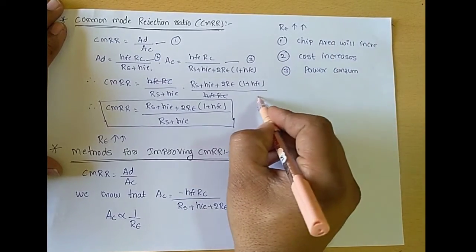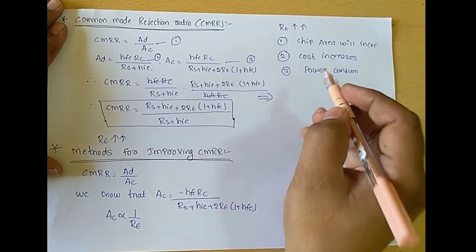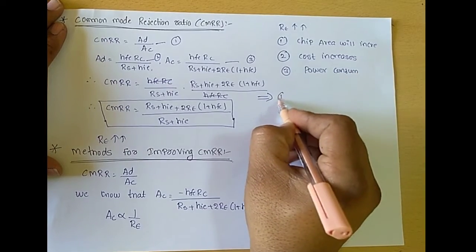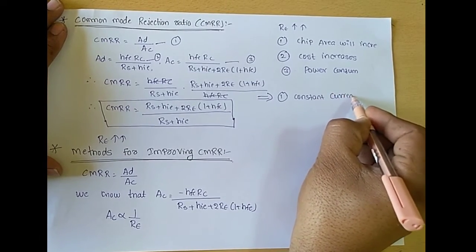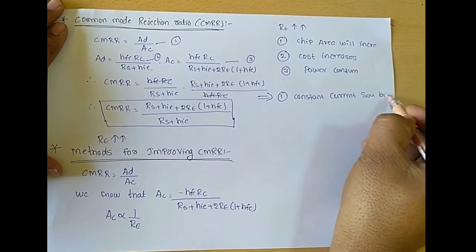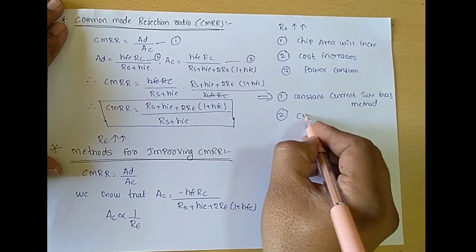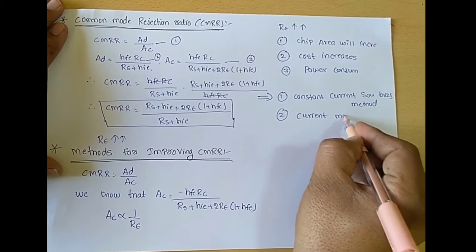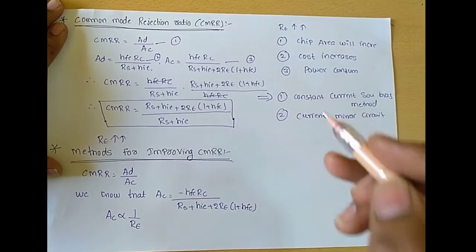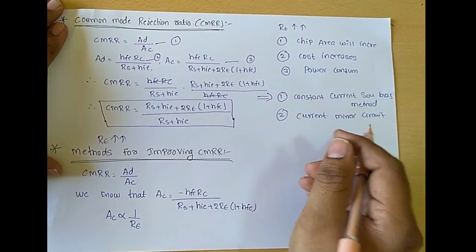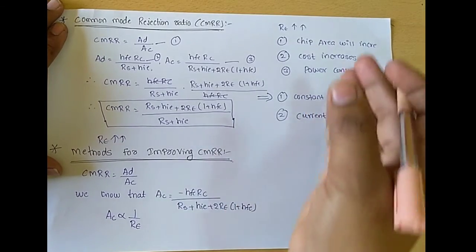To eliminate all these drawbacks, in place of RE we use some methods. The first one is the constant current source bias method, and the second one is the current mirror circuit. With the help of these two methods, we eliminate the above drawbacks. So here our doubt is how these circuits are helpful for eliminating these drawbacks.